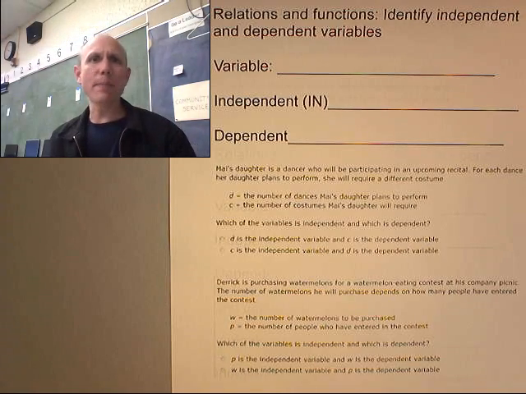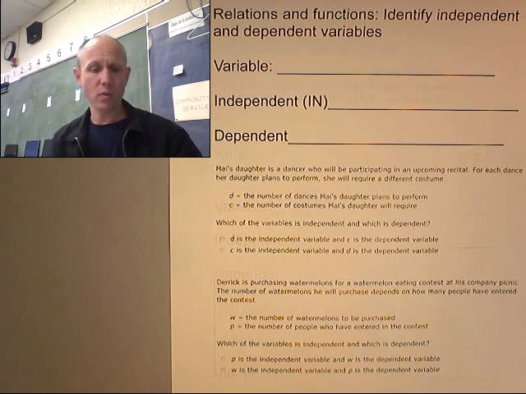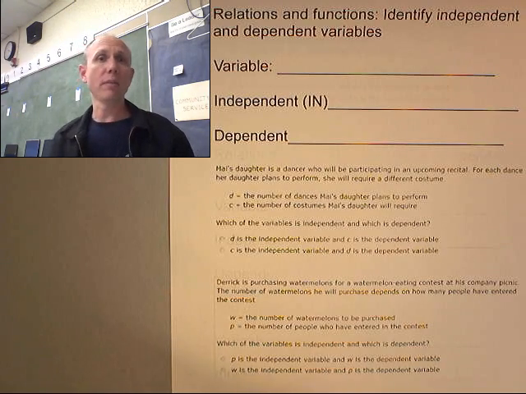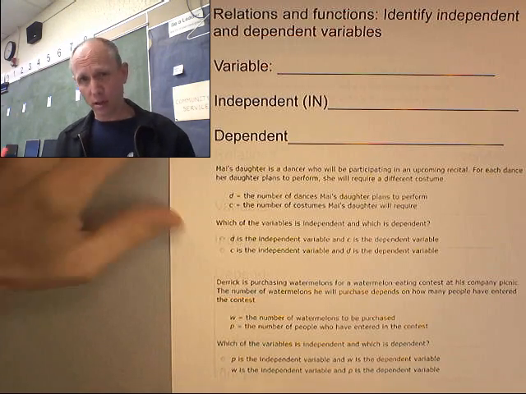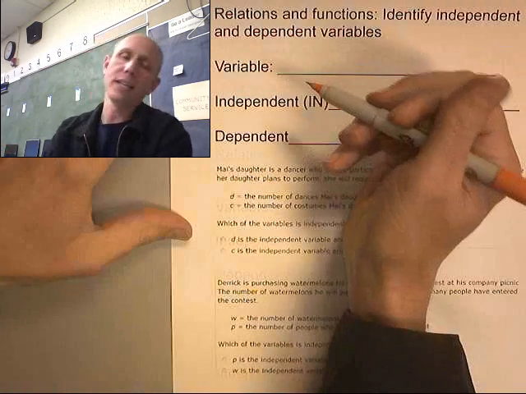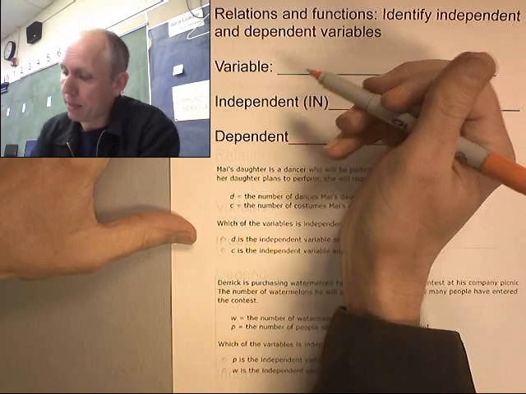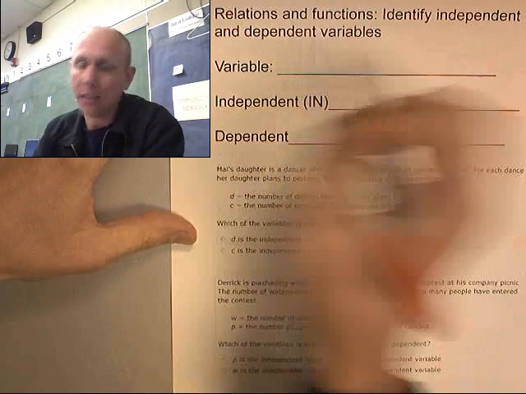All right, independent and dependent variables. What are independent and dependent variables? And can we identify them? First off, what is a variable? A variable is a letter or symbol that is used to represent a number, usually an unknown number.